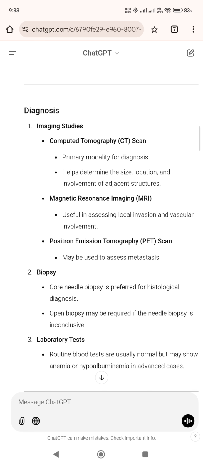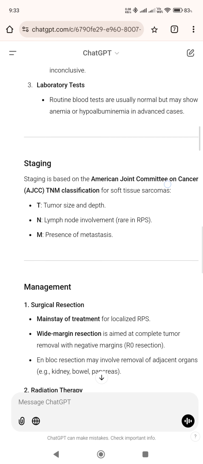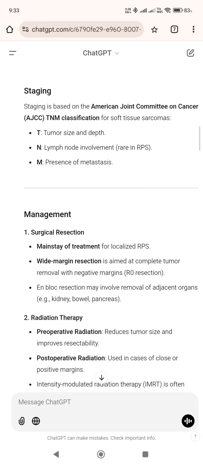Staging. Staging is based on the American Joint Committee on Cancer, AJCC, TNM classification for soft tissue sarcomas. Tumor size and depth. Lymph node involvement, rare in RPS. Presence of metastasis.